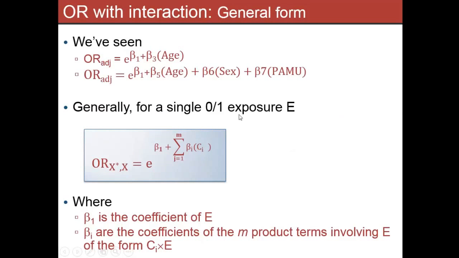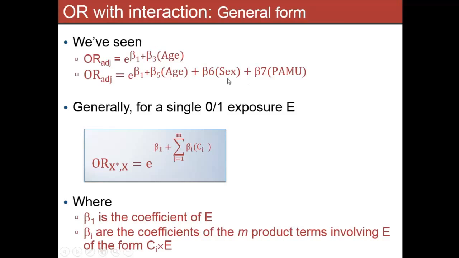So I basically suggested this earlier: when we looked at our interaction models, we had an interaction model with previous hospitalization times age only. And then we had this model on the previous slides where we had interaction with age, sex, and PAMU. We saw that there's some kind of pattern here. We have e to the beta 1, the coefficient associated with the exposure, plus all of the coefficients associated with the interaction term times the thing that was not the exposure. So age, sex, PAMU, the thing that was multiplying the exposure.